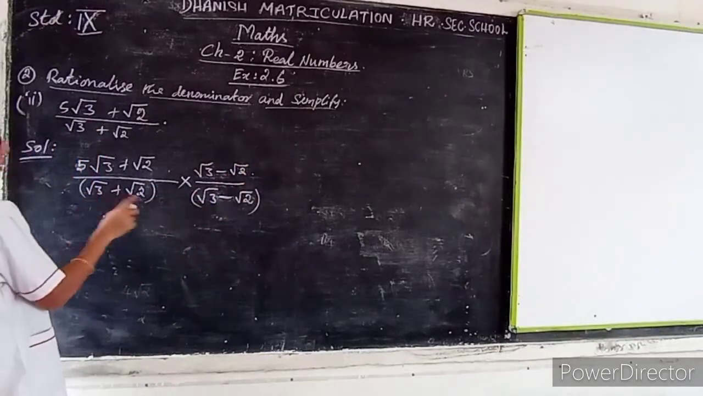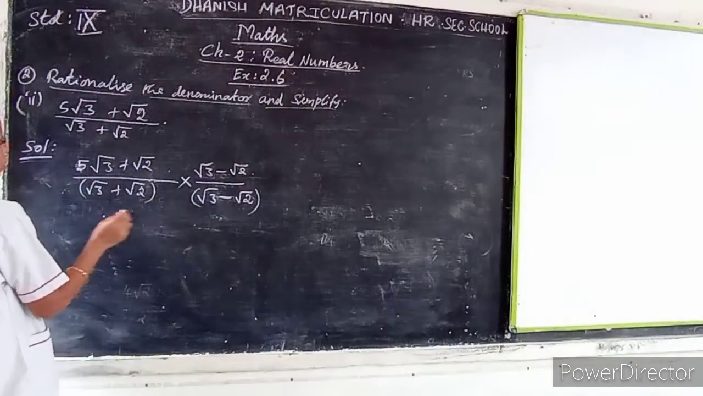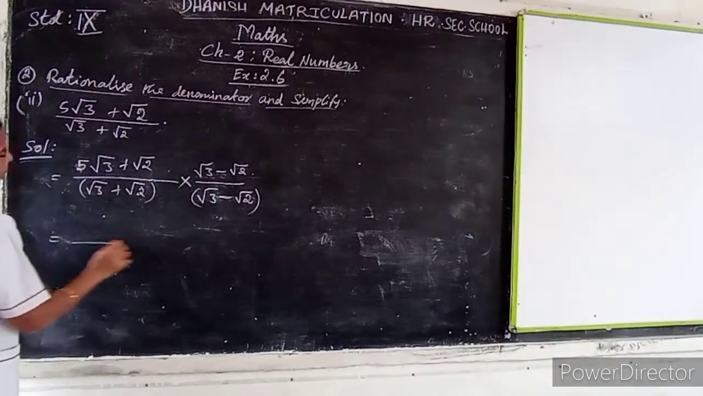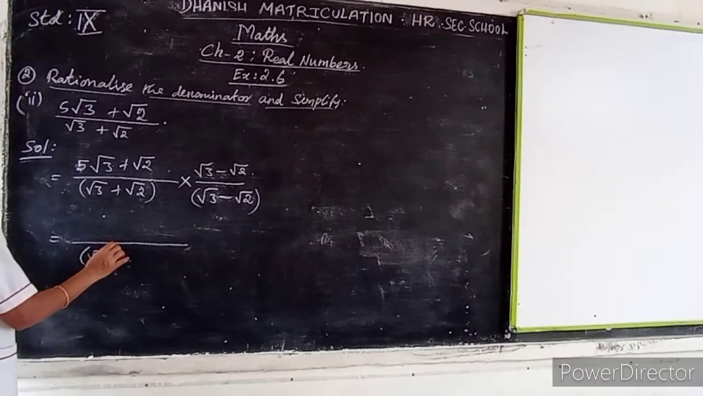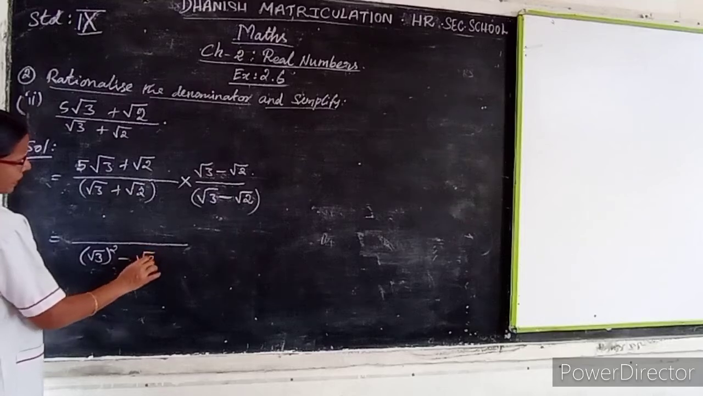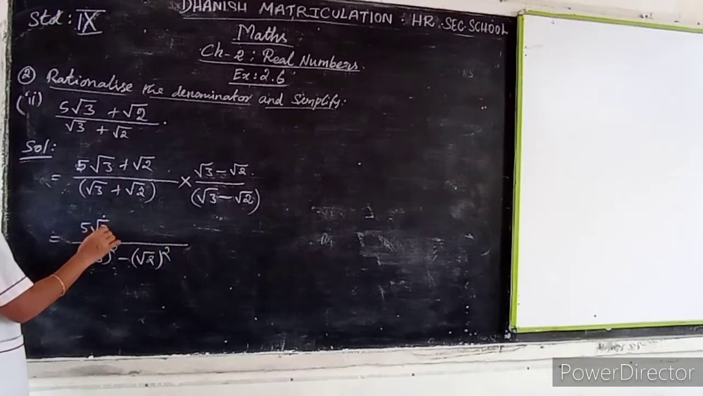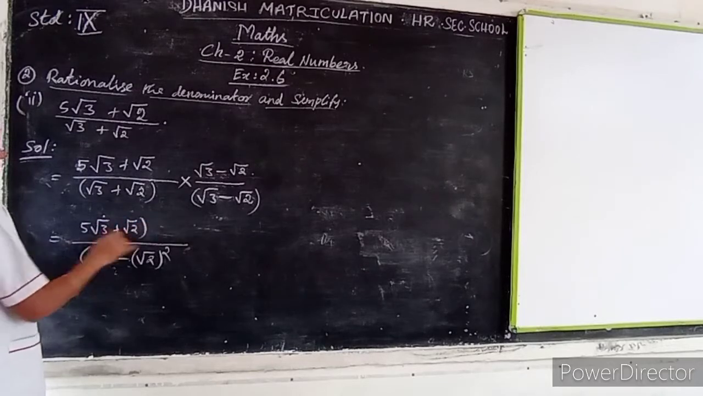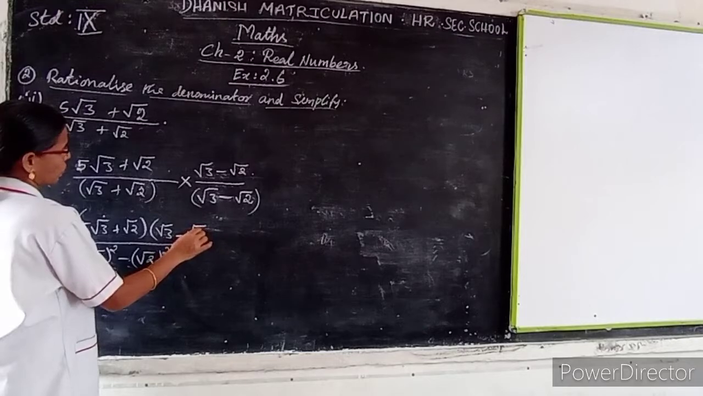The denominator is in the form of a plus b into a minus b. The formula is a square minus b square. So the denominator is a square minus b square, that is root 3 square minus root 2 square. The numerator is 5 root 3 plus root 2 into root 3 minus root 2.